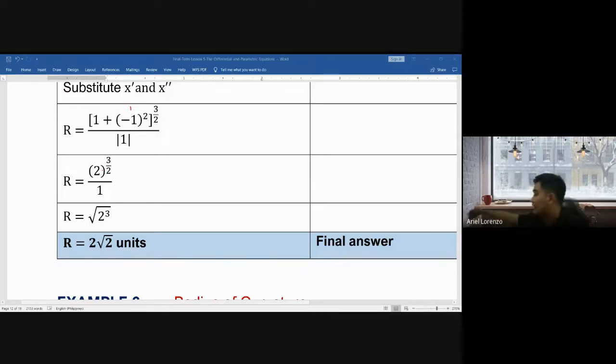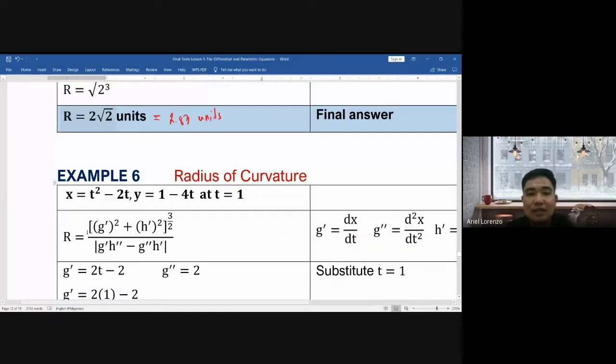2.83. Parehas ba yung 2.83? Let's check. 2 square root of 2, that is 2.83. Okay, correct. Calvin, siguro may nagkamali ka lang na equation. Okay? So double check mo lang yung sa may solution mo, Calvin. Or 2.83. Okay? 2.83 units. Okay, very good. Okay. Ito, given parametric equation naman, class.